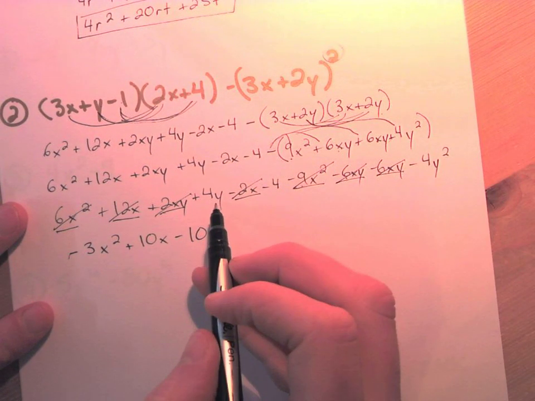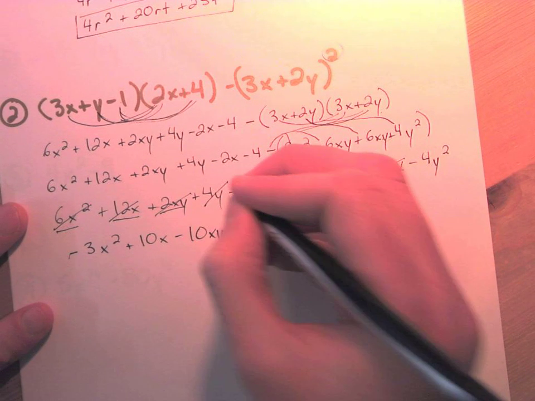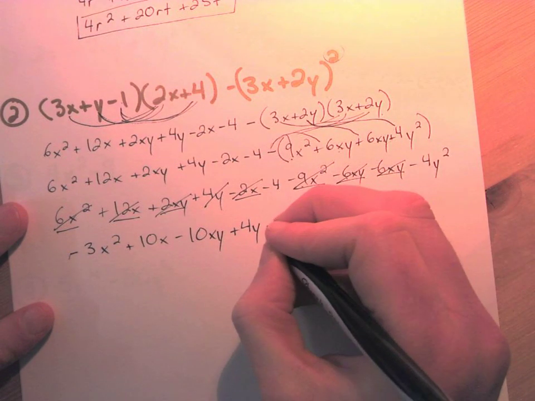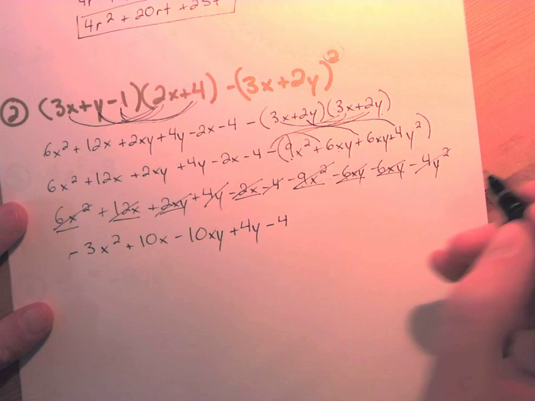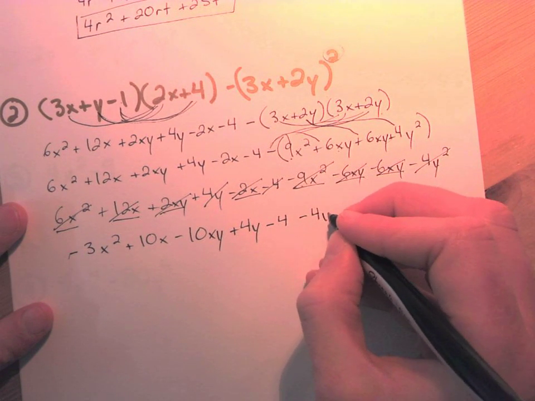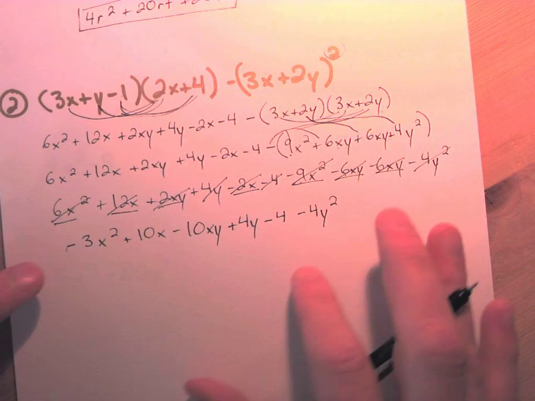Now we have a 4y. Is there any more y? No. So I can just write that. Now we have a negative 4 there. I can just write that. And then we have this left over, negative 4y squared. Alright, so I can't combine anything else. They're all different terms. So that's my end answer. Okay, so that's a completely good answer.